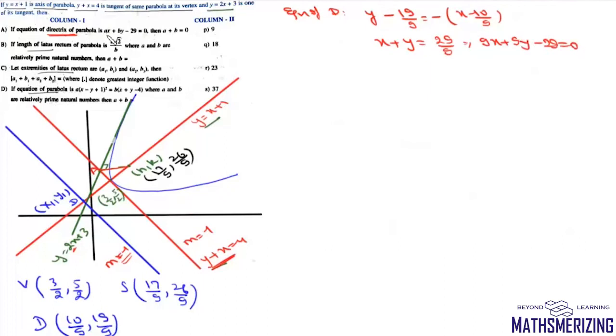The condition they have given is ax + by - 29 = 0. Then a plus b is: a is 9 and b is 9, so a plus b is 18. So this option A is matched to Q.